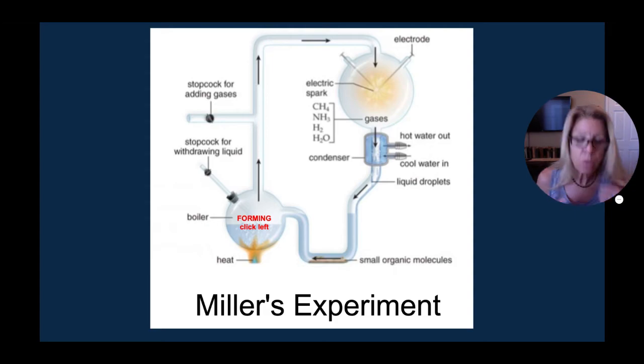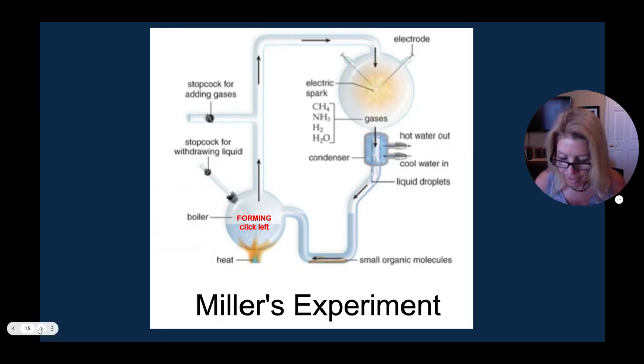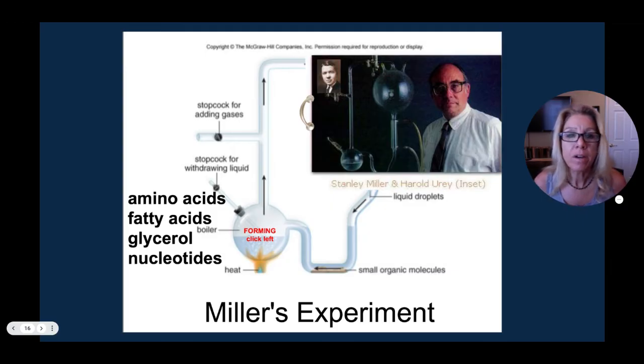And within a week, all 22 amino acids were formed, in addition to other molecules, in just a week's time. That was Miller's experiment, and that supported what Oparin had said. There's a picture of him, there's Miller. Within a week's time or so, you had amino acids, fatty acids, glycerol, and nucleotides.